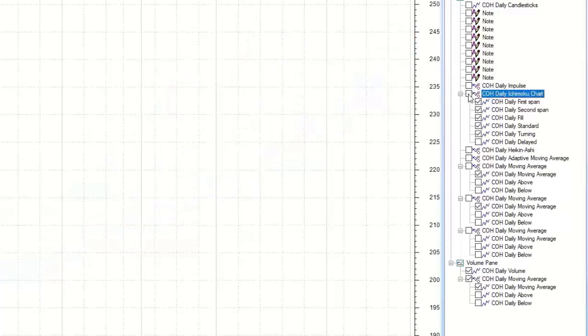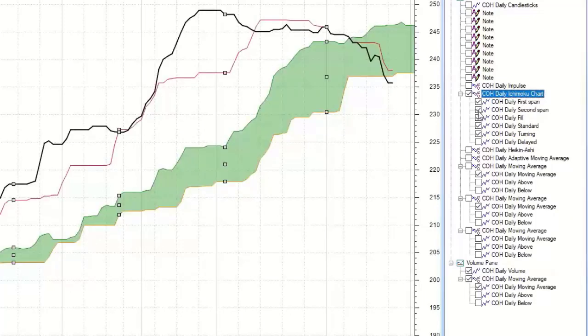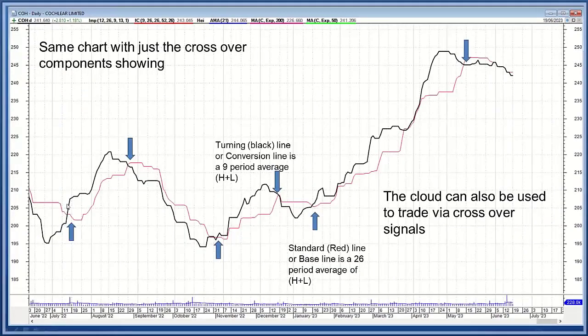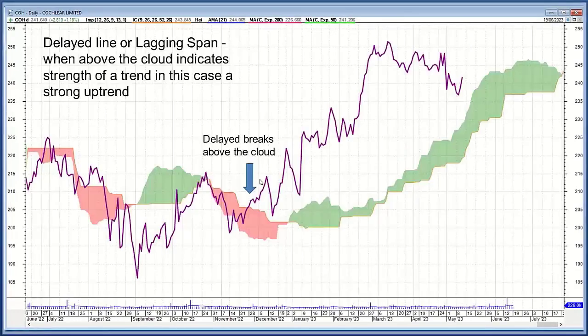I'll just turn off the chart itself, and we'll show the crossovers, which is the chart that I just had up here, showing that we've got a crossover on the upside here, which tends to indicate a bit of momentum shift to the upside, or a crossover here to the downside. So you can use the cloud, you can use the crossovers as well as a trading system in itself.